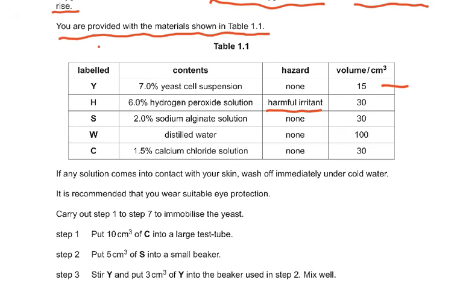You need to wear gloves when you're handling this, and you need to wear goggles, because God forbid you hit your hand with something and it spills on your face. Then it's 2% sodium alginate solution, and then distilled water, and then 1.5% calcium chloride solution. So you see there's a percentage and a volume which is given to you. So you must look at the volume.